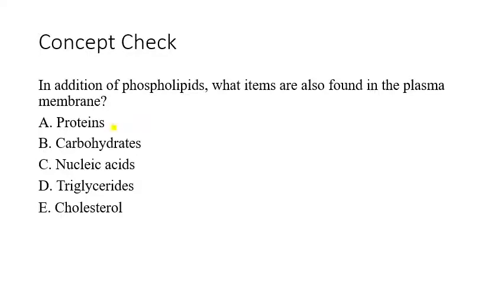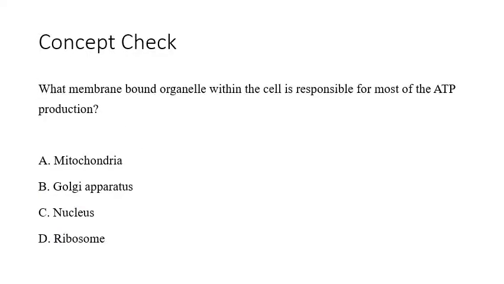All right, so a couple things. We've got proteins, right? We've got integral proteins and peripheral proteins. And then we also have cholesterol, and cholesterol is lending strength to the membrane. All right, and then last question here. What membrane-bound organelle within the cell is responsible for most of the ATP production? Which organelle is making our energy? All right, hopefully you said mitochondria.